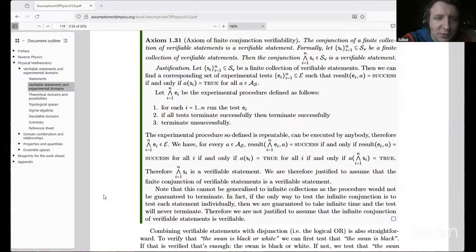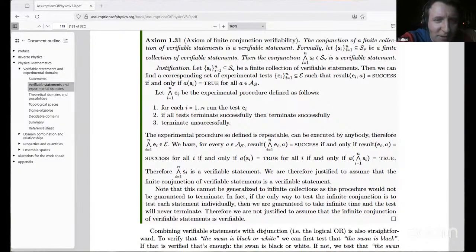All right. Axiom of finite conjunction verifiability. The conjunction of a finite collection of verifiable statements is a verifiable statement. Formally, and is this a sequence now? Yes, it's a finite sequence. Let (S_i) in SV be a finite collection of verifiable statements. Then the conjunction of all these S_i is an element of SV, a verifiable statement.